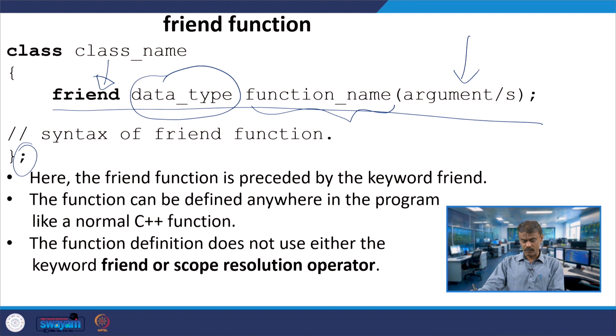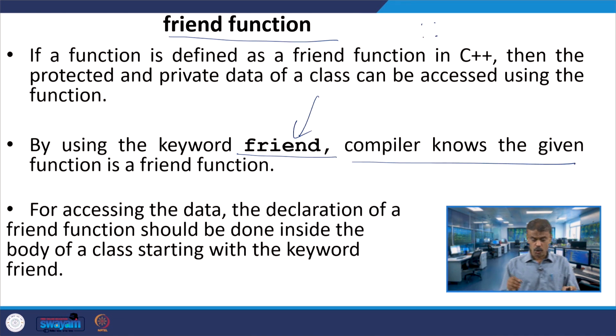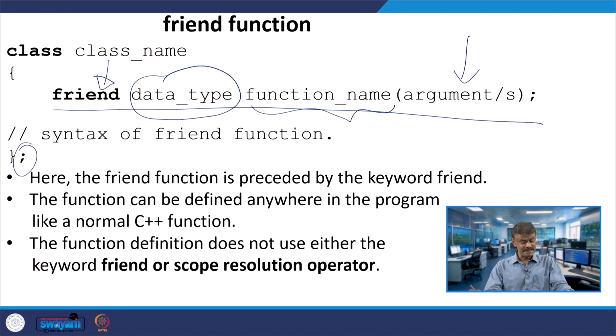Once you put the word friend, the compiler knows that the given function is a friend function. Suppose I want to declare this function outside the class. I can do it. Suppose I want to declare it inside the class and define it outside, yes, it can be done. That means I am making that function a friend. With the keyword friend I can use this particular concept. So, the friend function is preceded by the keyword friend.